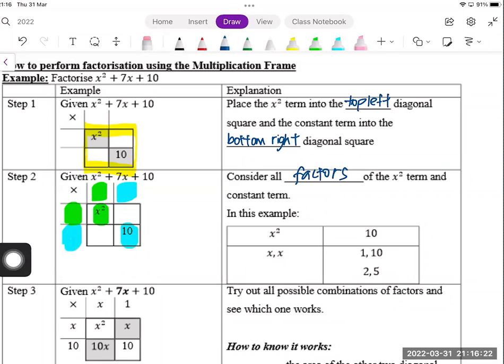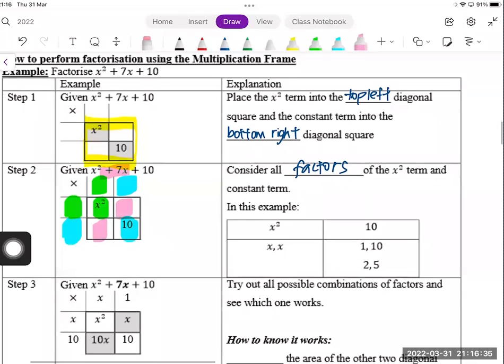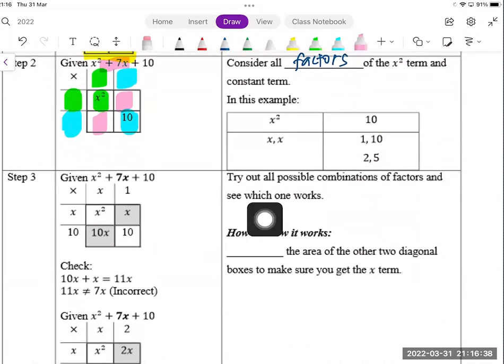This is where the plus 7x term comes in to verify, because we need to make sure that this term and this term will give me plus 7x. So that's where we start to do our checking. We try out all possible combinations of factors and see which one works. We need to add the area of the other two diagonal boxes, the pink ones that I highlighted. Add up these two, and make sure it gives you the term that you want.